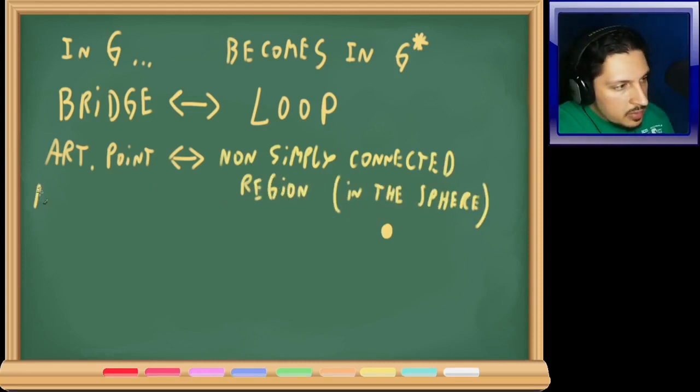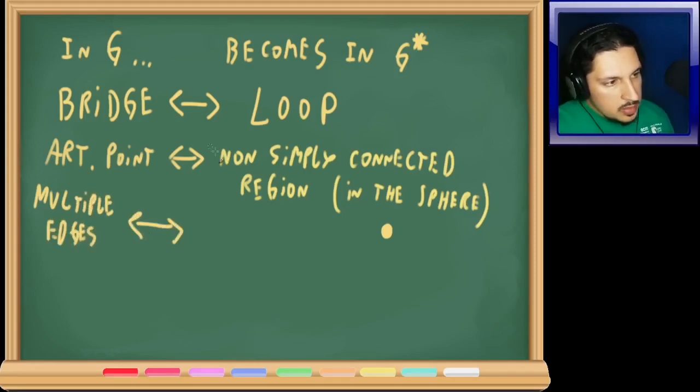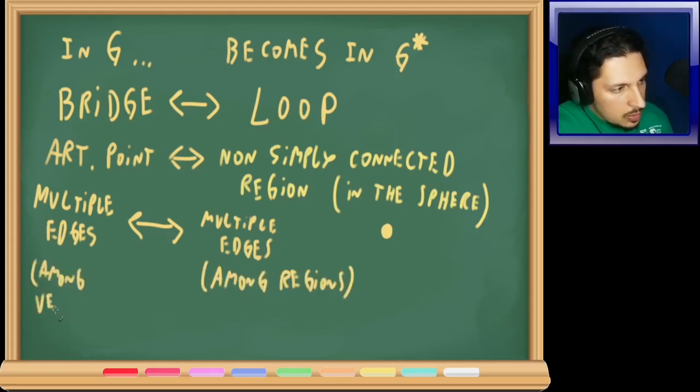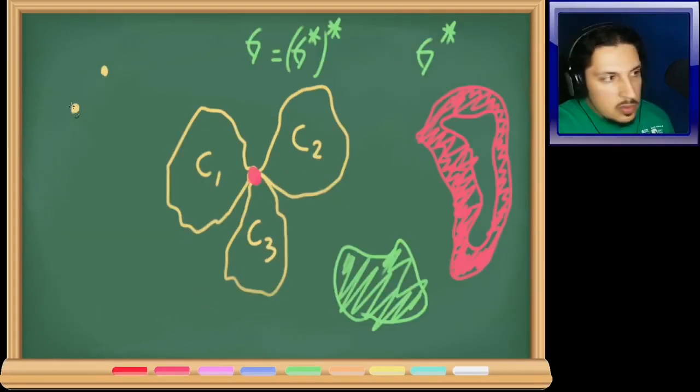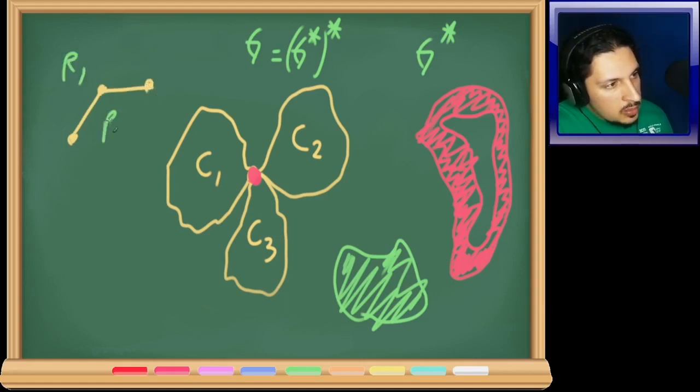Another interesting example is that of multiple edges among the same pair of nodes, and that maps to multiple edges among regions. This one's pretty straightforward. So in order for the dual graph to not have any kind of these multiple edges, the original graph must avoid having more than one edge among two different regions.